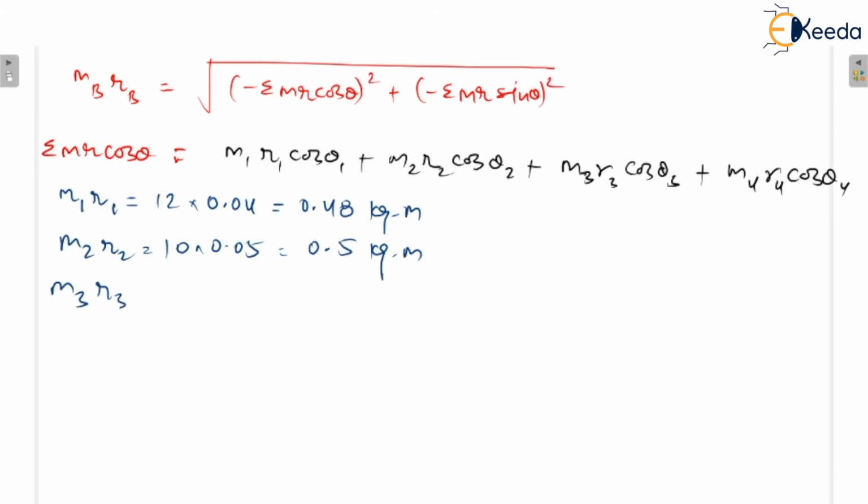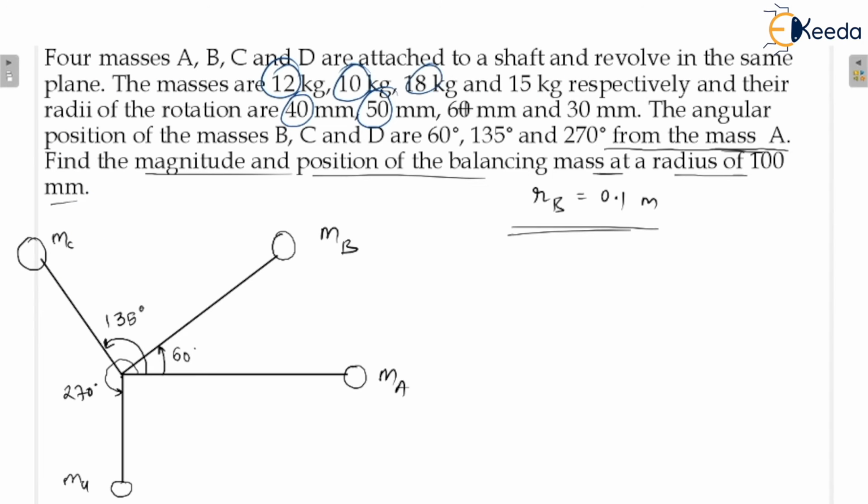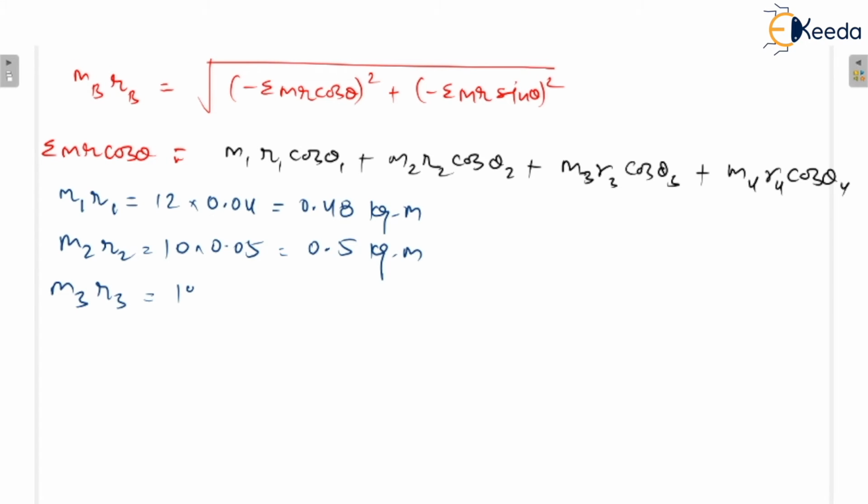Similarly, M3 R3 you can calculate. M3 is 18 and R3 is 60. So 18 multiplied by 60 mm, that is 0.06 meter, we will get 1.08 kilogram meter. M4 R4: M4 is 15 kilogram and R4 is 30, 0.03. So it becomes 0.45.